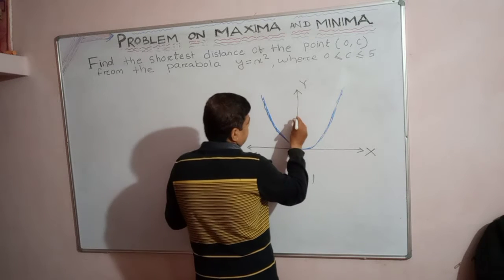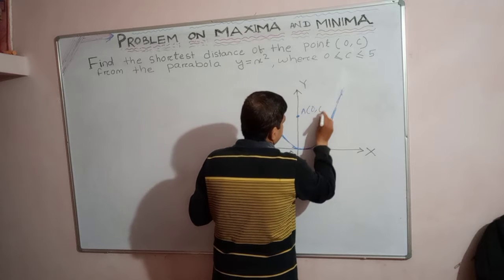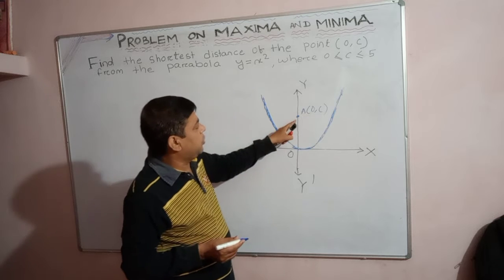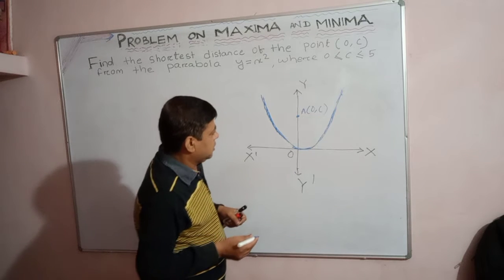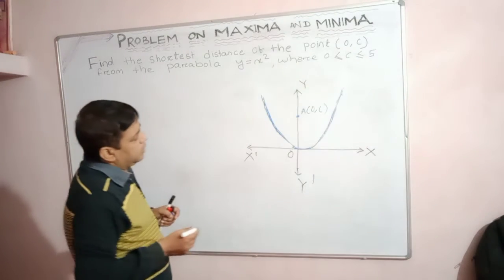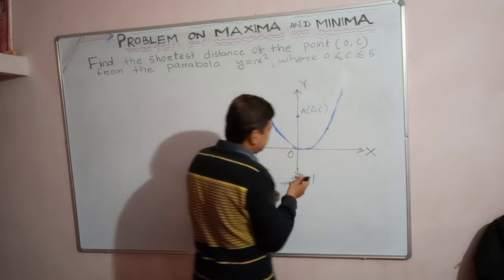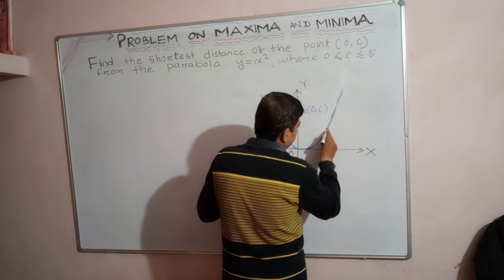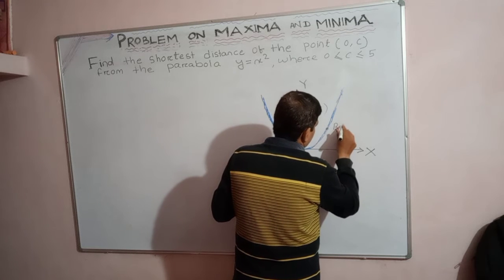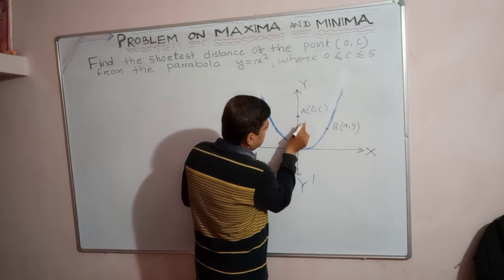Here, let A be a point whose coordinate (0, c) is given. Understand? And you have to find the shortest distance of the point A lying on the y-axis from the parabola. Let B be any point on the parabola whose coordinate is (x, y), suppose. And you have to find the distance between these.